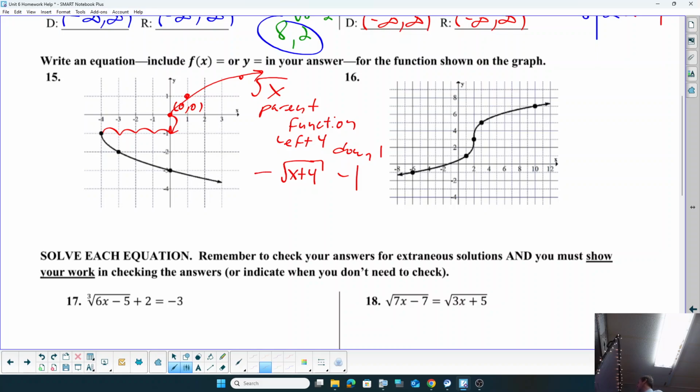And then it's going upside down. So there's our negative. So that's a negative radical x there. So the negative means upside down. That means to reflect over the x-axis, right? Reflect over the x-axis. Upside down. Cool.